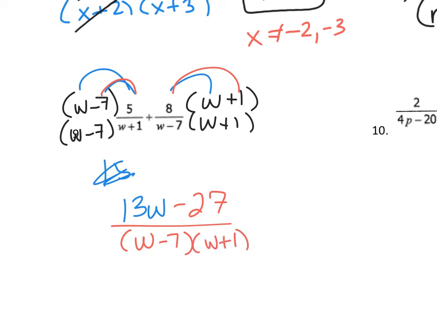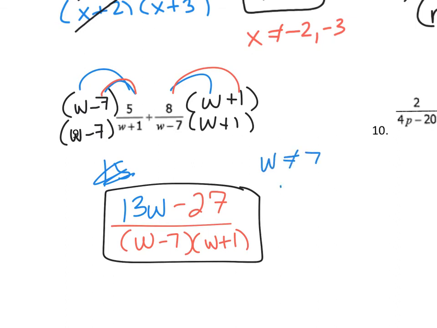So I can't factor out anything in the numerator, so nothing will cancel out. So actually this is my answer. And then my restrictions are going to be w can't be 7 and w can't be negative 1.